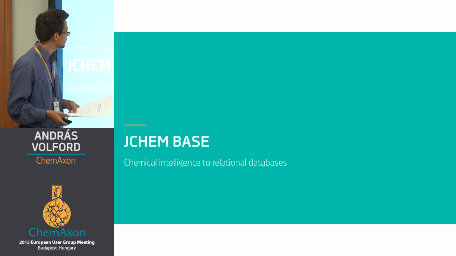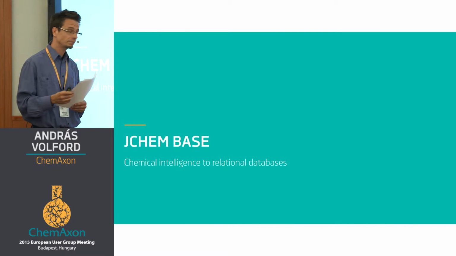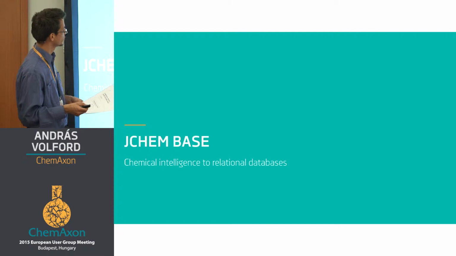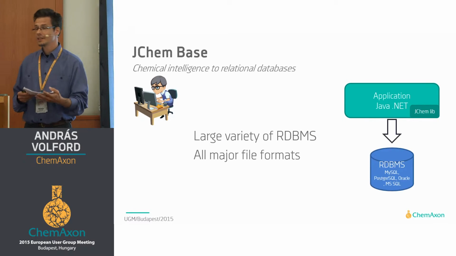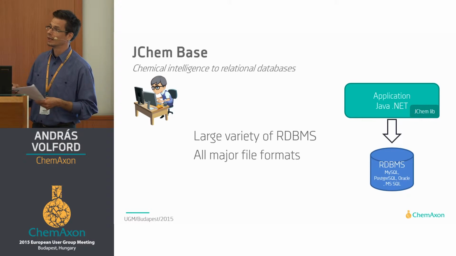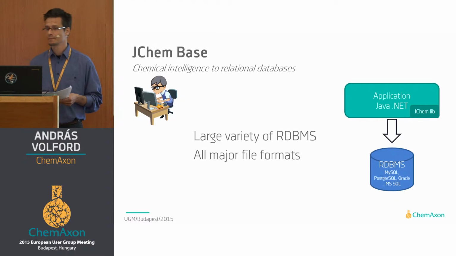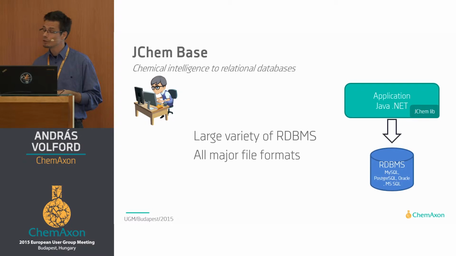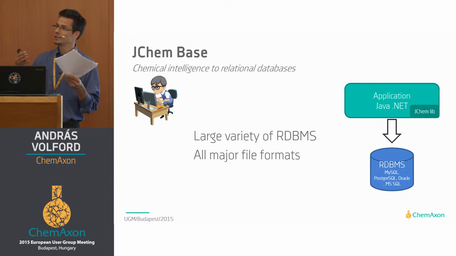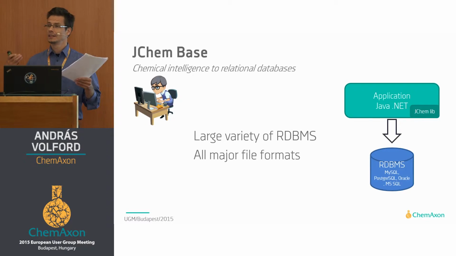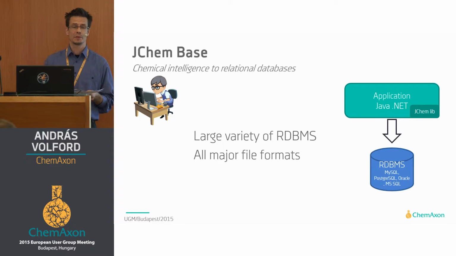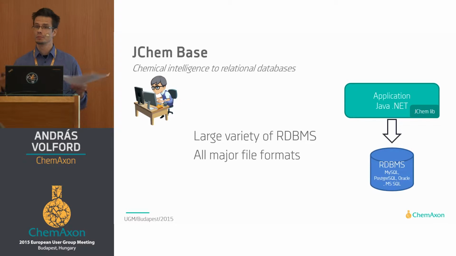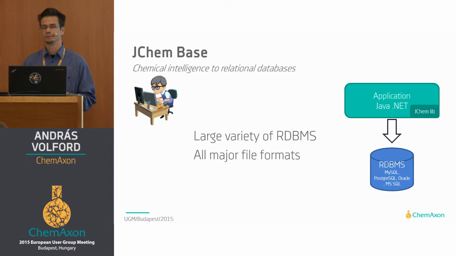Okay, let's start with the JChem Base, which is providing chemical intelligence to relational databases. The JChem Base is actually a library and a set of tools which is provided for developers to create a very great tool for handling chemical structures in relational databases. Let's examine this tool from 2 points of view. Start with the developer point of view.